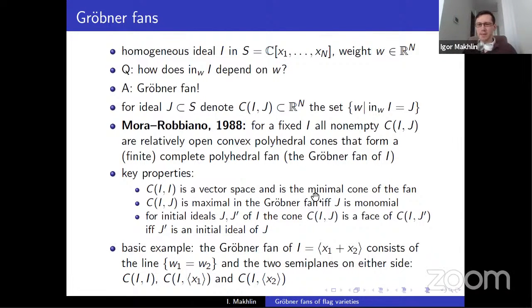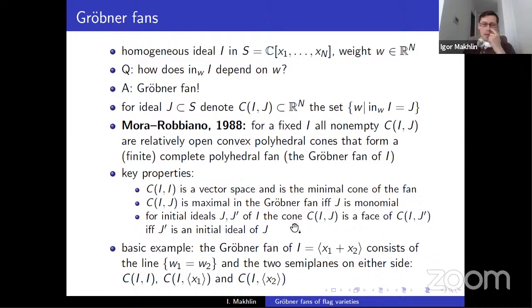So a monomial ideal is an ideal generated by monomials. And one obvious thing is that any initial ideal of a monomial ideal is equal to the ideal itself. So if I is monomial, then the initial ideal is necessarily equal to I. It cannot be degenerated any further. And so this is why they are the most degenerate ones, and the monomial initial ideals precisely correspond to the maximal cones.